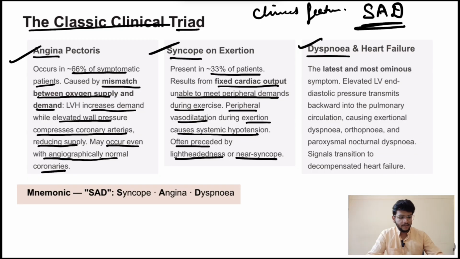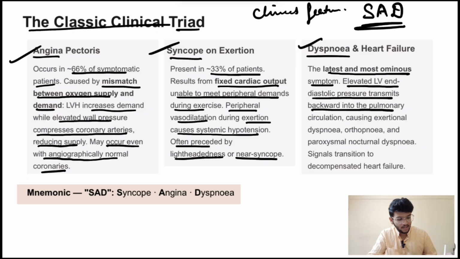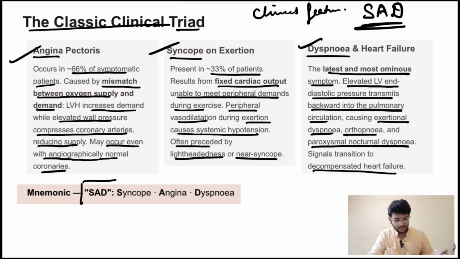Dyspnea in heart failure is the latest and most common symptom. Elevated LV end-diastolic pressure transmits backward into the pulmonary circulation, causing exertional dyspnea, orthopnea, or PND. It signals transition to decompensated heart failure. The mnemonic for it is SAD: syncope, angina, and dyspnea, that is breathlessness.